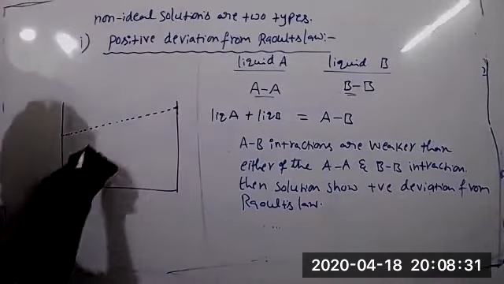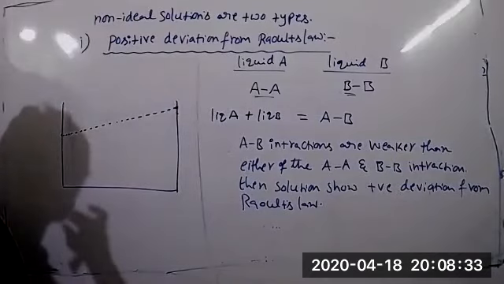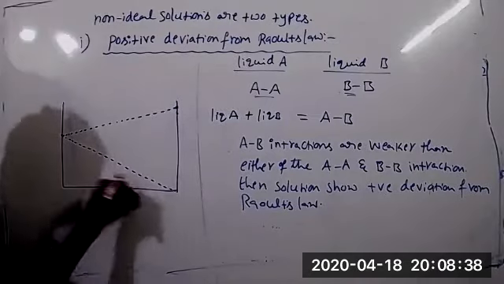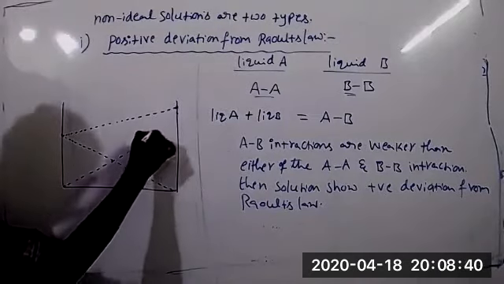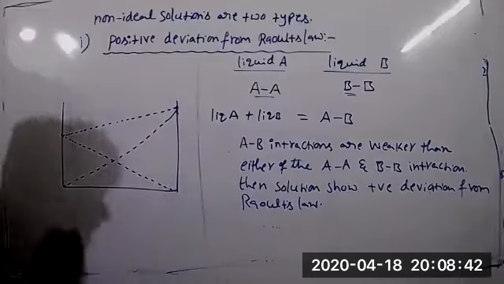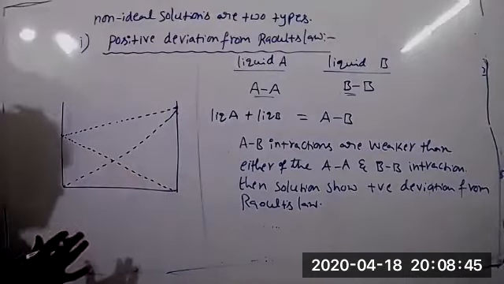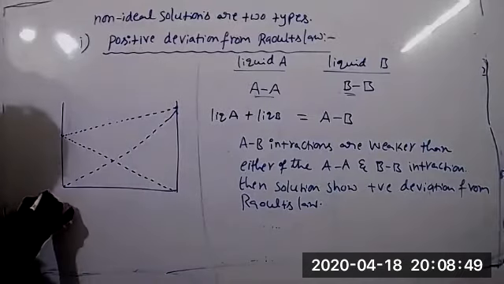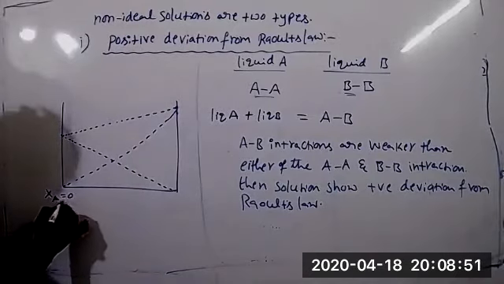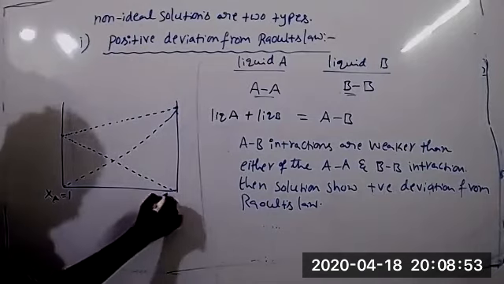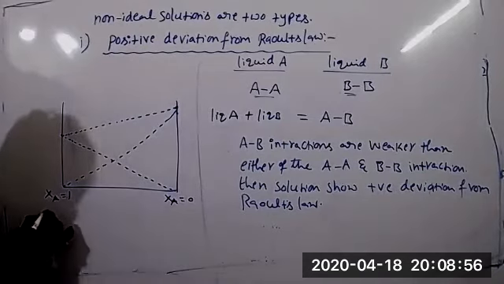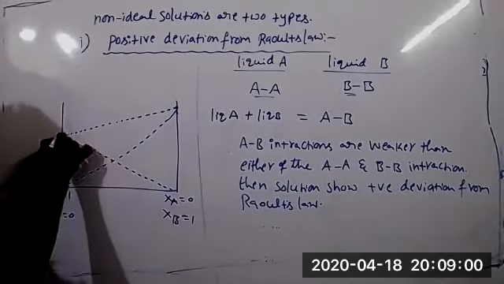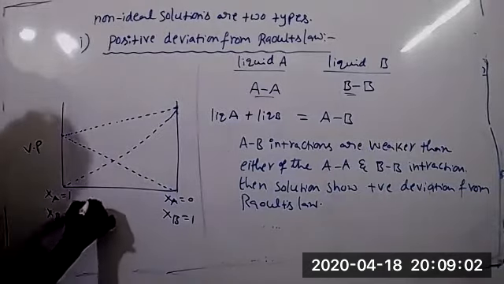So is this graph a positive deviation? Yes. Both deviations have graphs, positive deviation also has a graph, negative deviation also has a graph. This dotted line represents the ideal solution. But the solution is now non-ideal and it is showing positive deviation. So XA is equal to 1 here, XA is 0 here, XB is 0 here, and here XB is equal to 1. This axis is vapor pressure, this is mole fraction.